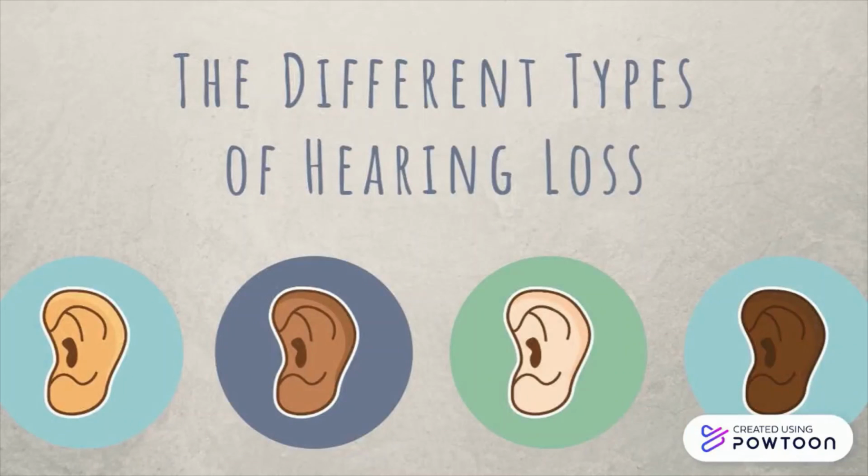A statistic from the National Institute on Deafness states that non-Hispanic white adults are more likely than adults in other racial or ethnic groups to have hearing loss, and non-Hispanic Black adults have the lowest prevalence of hearing loss amongst adults aged 20 through 69.